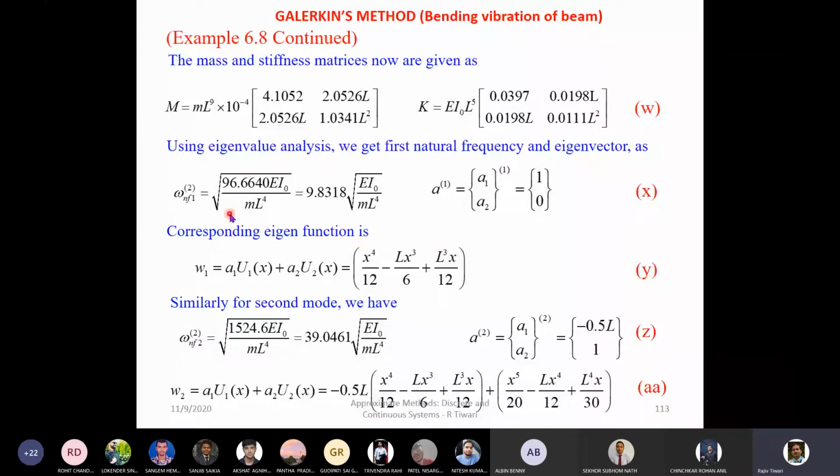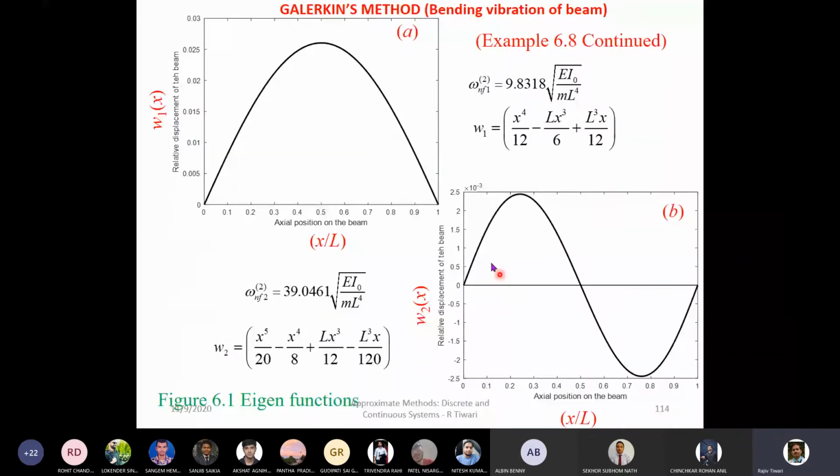Similarly, for the second mode, the second natural frequency is this, and the corresponding eigenvector is this. And if we substitute that in the assumed solution, A1 and A2, we'll get the second eigenfunction. And this, if we plot, this is the first mode. We know the half sine wave, and this is the second mode, the full sine wave.